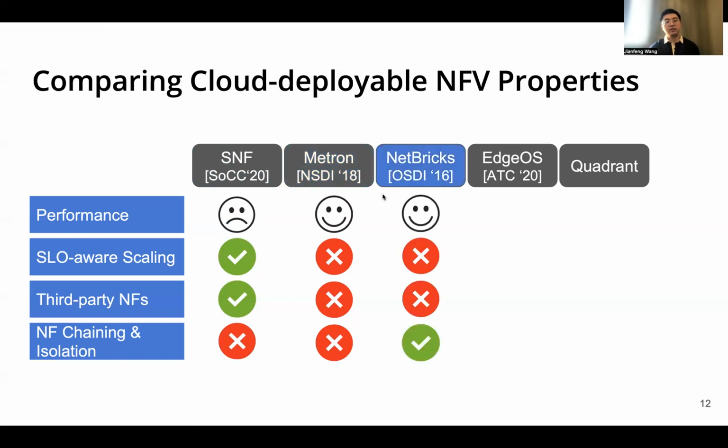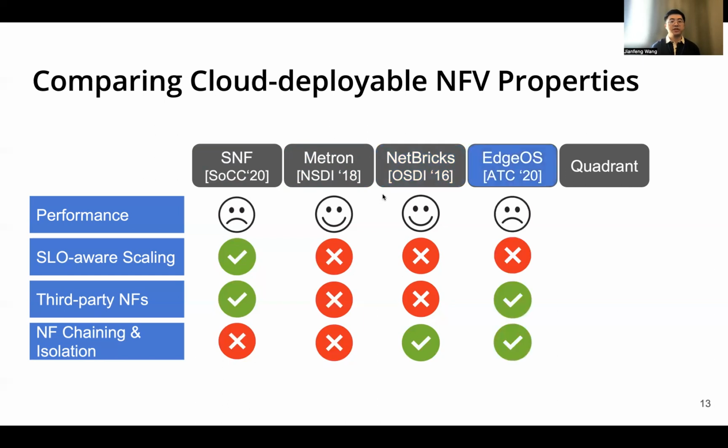NetBricks also compiles network functions into a single process. It relies on Rust to solve the isolation problem. NetBricks requires developers to write network functions in Rust, and also it still requires source codes of network functions.